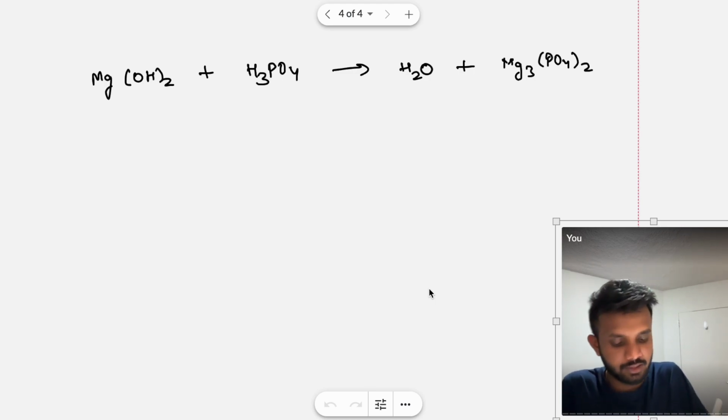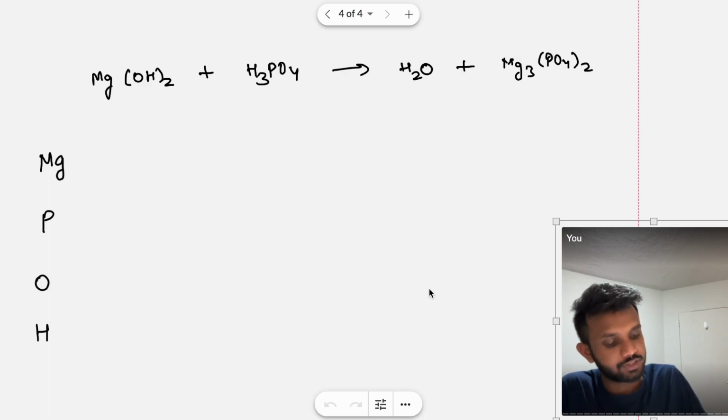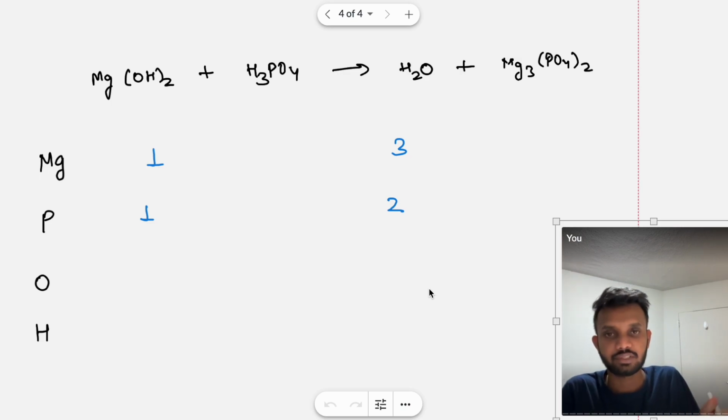Okay, now in this next example, we have Mg, we have phosphorus, we have oxygen and we have hydrogen, right? Now we see how many magnesium we have on the reactant side: 1. On the product side I have 3, right? The number of phosphorus on the reactant side is 2, on the product side is 2, right? In the reactant side is 1, product side is 2.